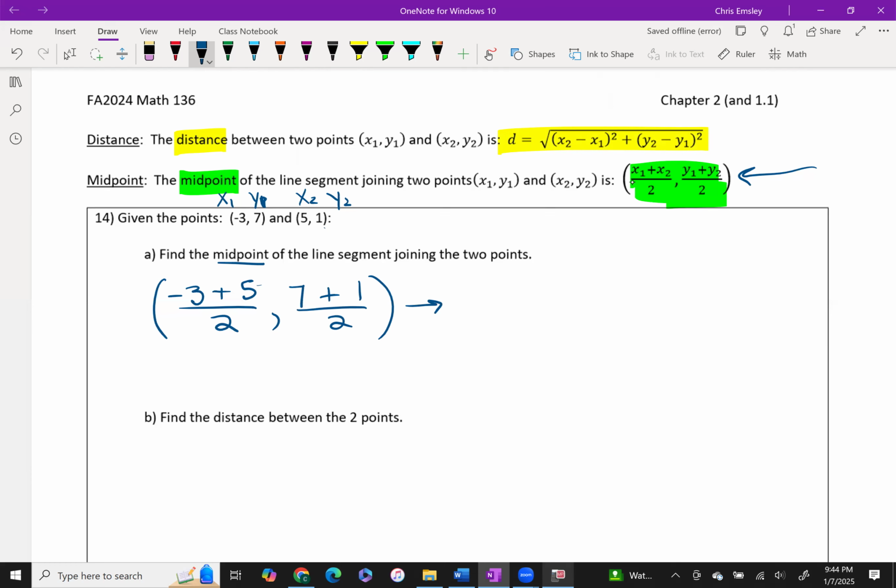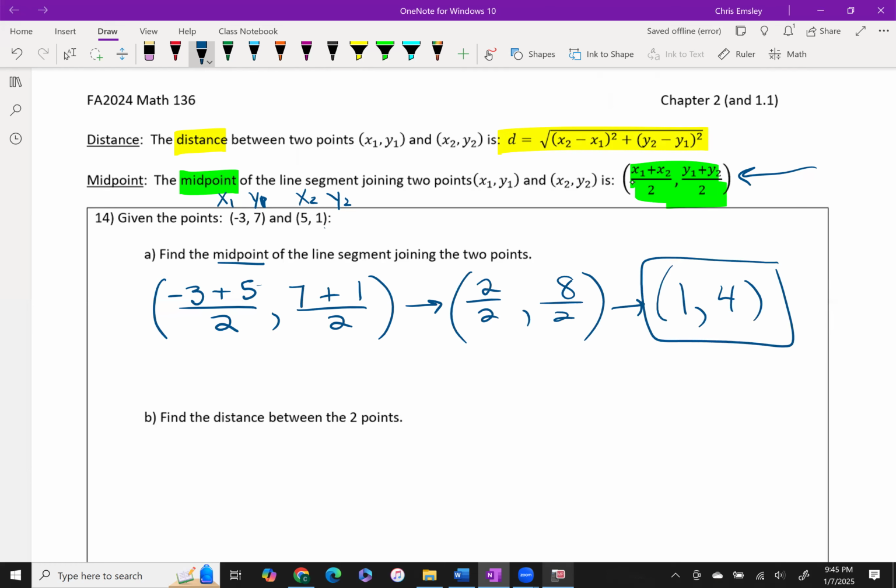So now we just have to do some simplifying. -3 plus 5 is 2. And 7 plus 1 is 8. 2 over 2 is 1. And 8 over 2 is 4. There is the midpoint. That is the point that would be in the middle of the 2 points we were given. Just important to note, just something to remember. A midpoint is always an ordered pair because it is a point.